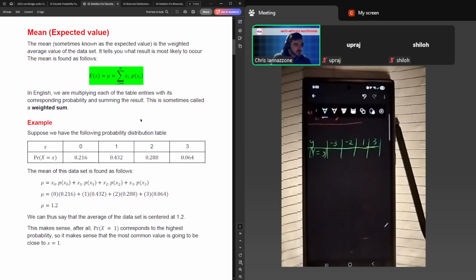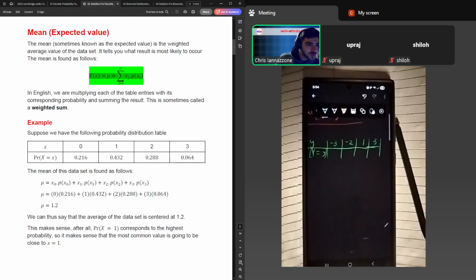So, mean. What that means is the expected value, or otherwise referred to as the weighted average value of the data set. So it's every single result weighted by how likely it is to occur.